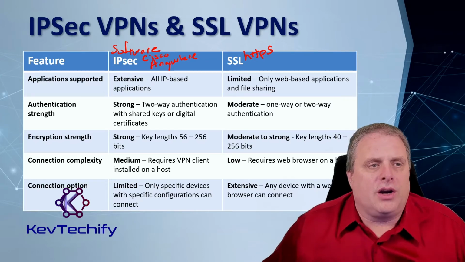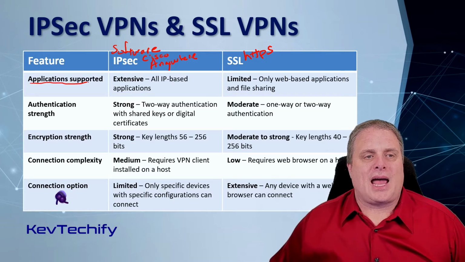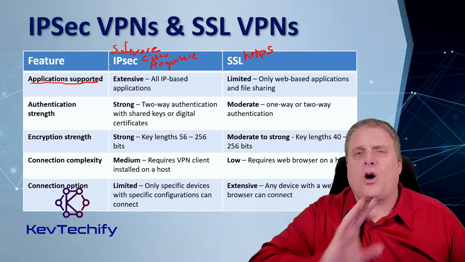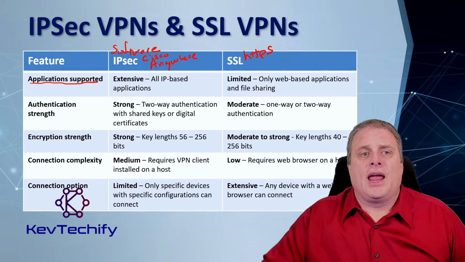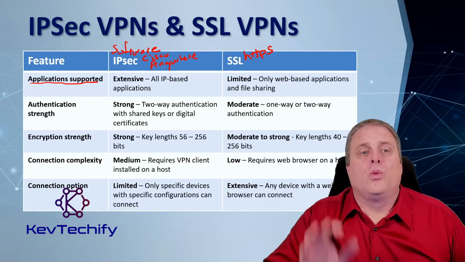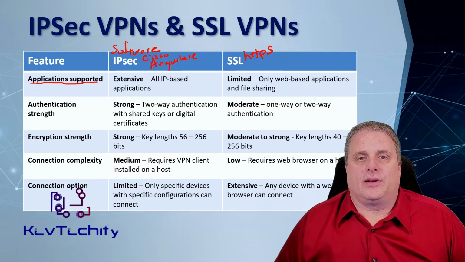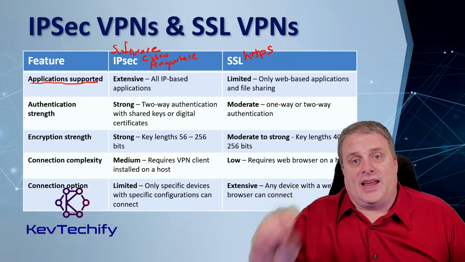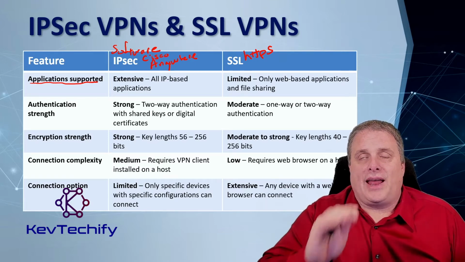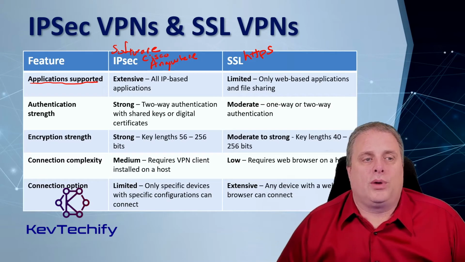As we look at the chart here, we see applications supported. Because IPsec encrypts all IP-based traffic, any application that uses IP will be able to be used over an IPsec VPN. Now, if it's an SSL VPN where you're going through the web browser, that application needs to be built to be used through a secure web browser.